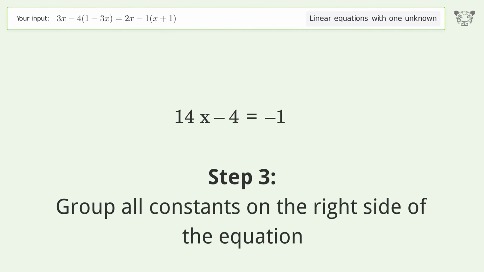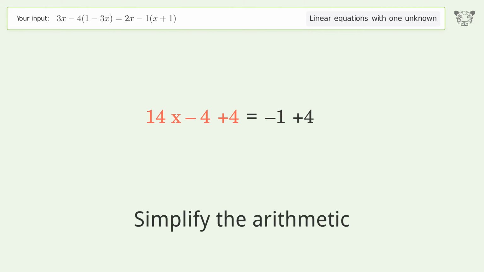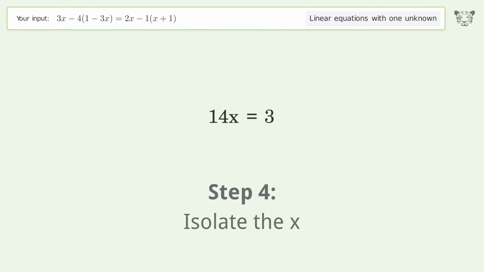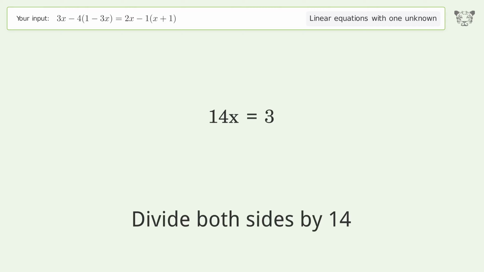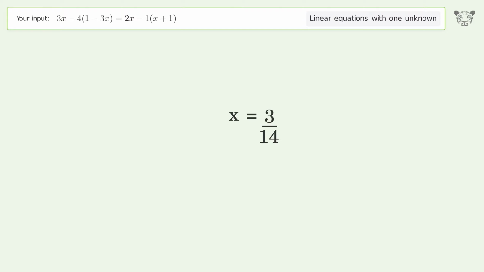Group all constants on the right side of the equation. Add 4 to both sides. Simplify the arithmetic. Isolate the x. Divide both sides by 14. Simplify the fraction. And so the final result is x equals 3/14.